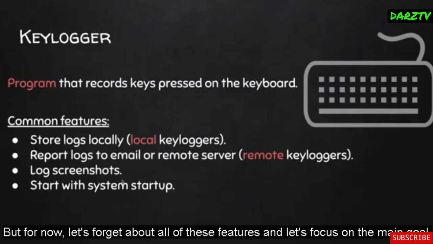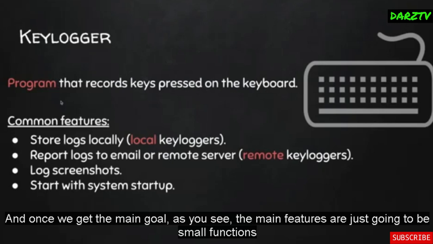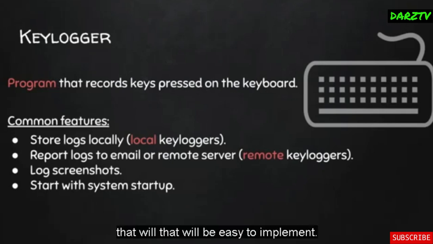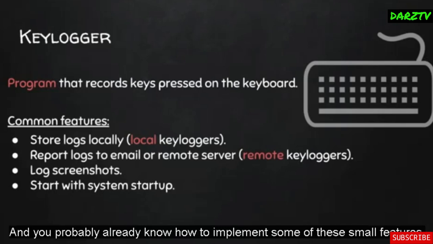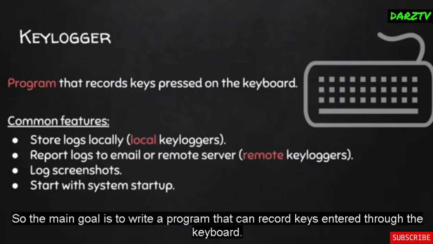But for now, let's forget about all of these features and let's focus on the main goal. And once we get the main goal, as you see, the main features are just going to be small functions that will be easy to implement. And you probably already know how to implement some of these small features. So the main goal is to write a program that can record keys entered through the keyboard.